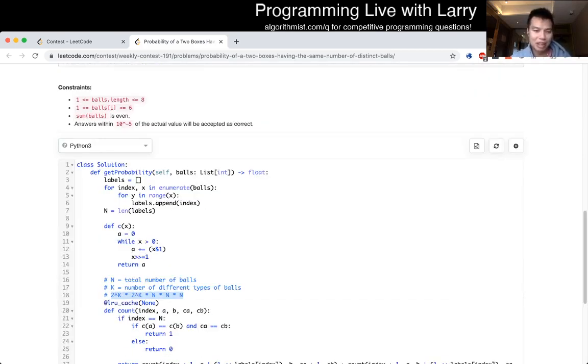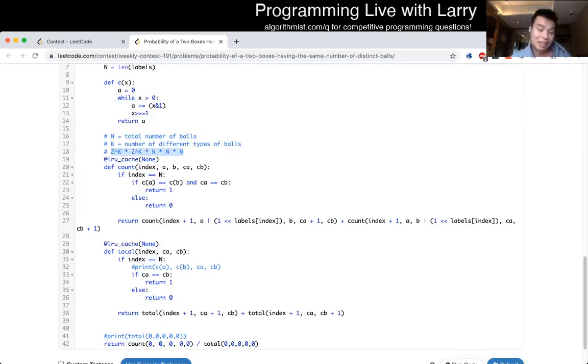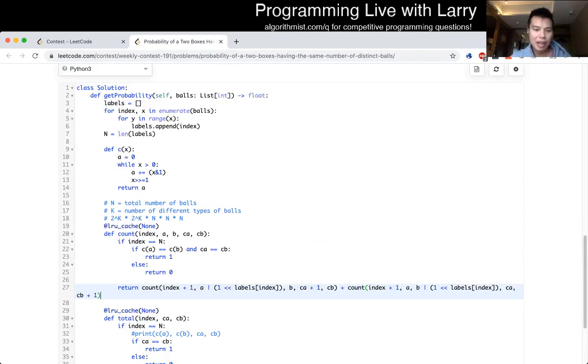My space is similar, or exactly the same in the big O notation, because we only do two constant operations for this one. But yeah, that's all I have for this problem, I think. Cool. Let me know what you think.